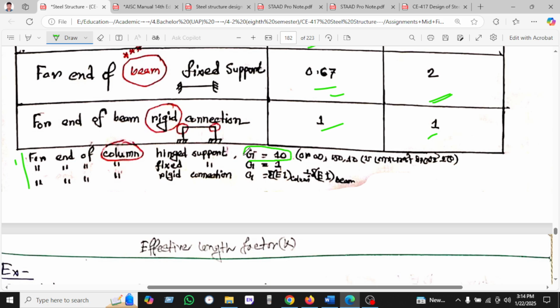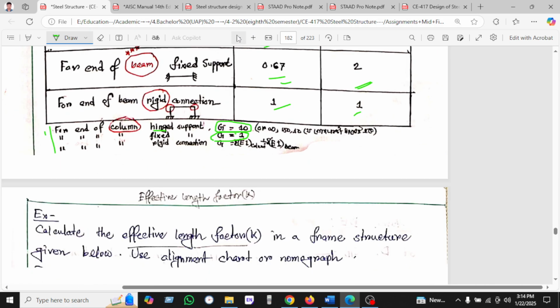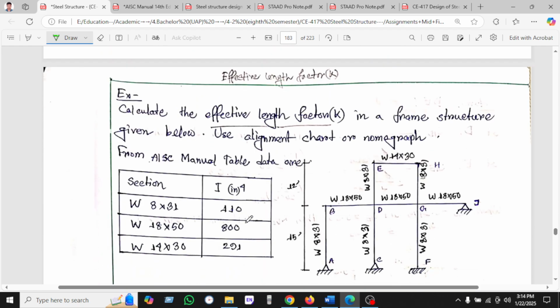This is the fixed value we have to memorize. And the end support of a column which is fixed support, that will use 1. These two things are most important. So if it is a hinge support, then you will use 10, and if it is a fixed support, then you will use 1. Let's see the example, then you will clearly understand.